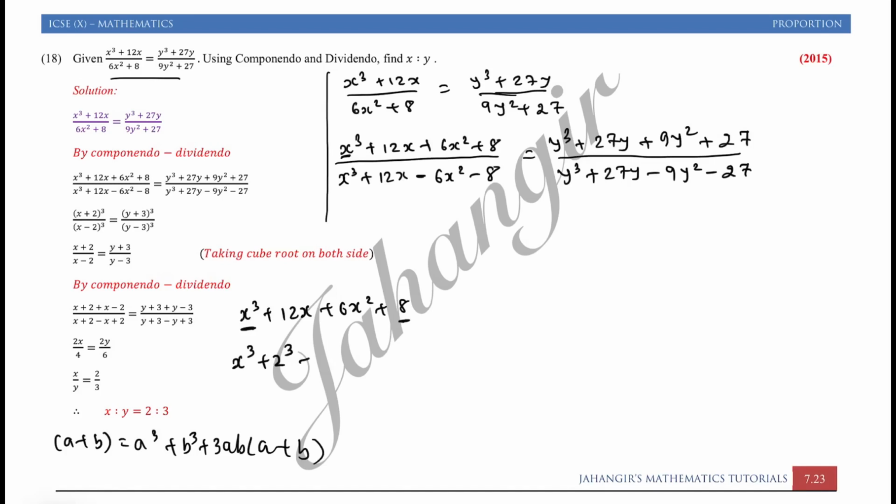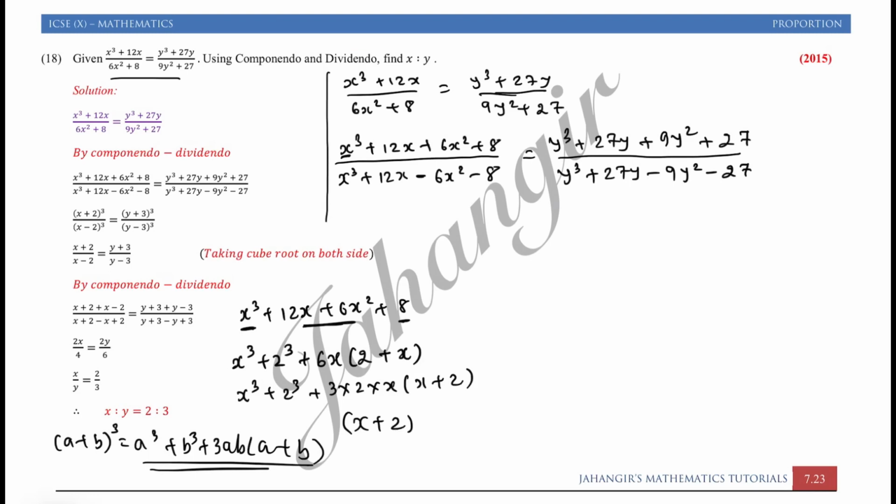So here I can write plus, taking out common from this 2, we will get 6x common. We will get 2 plus x. So this I can write as x cube plus 2 cube plus 3 into 2 into x plus 2. So if you will see, we get this pattern. So therefore I can write it is x plus 2 whole cube.